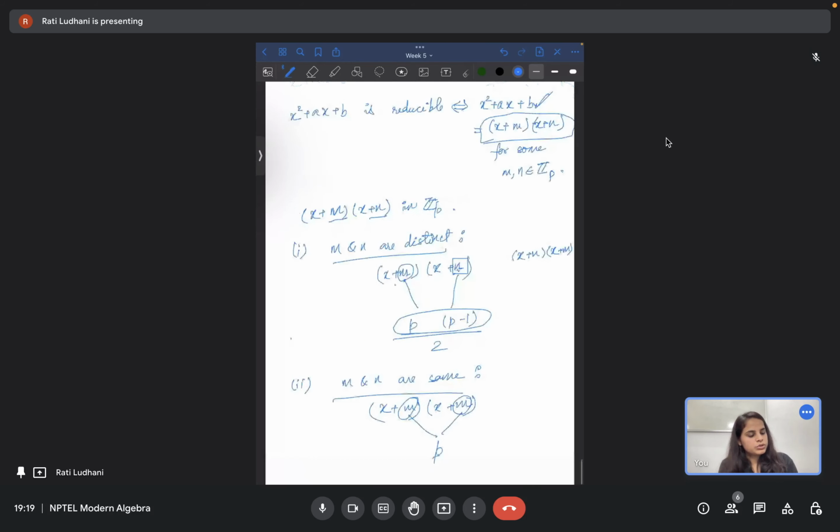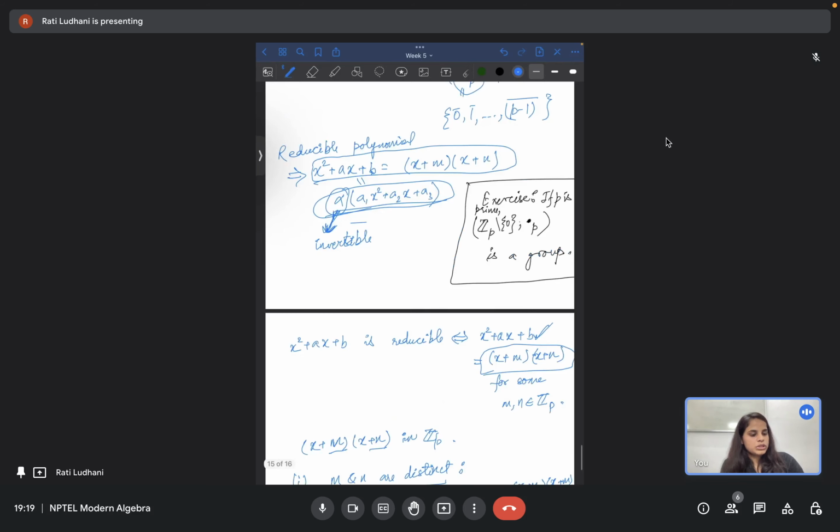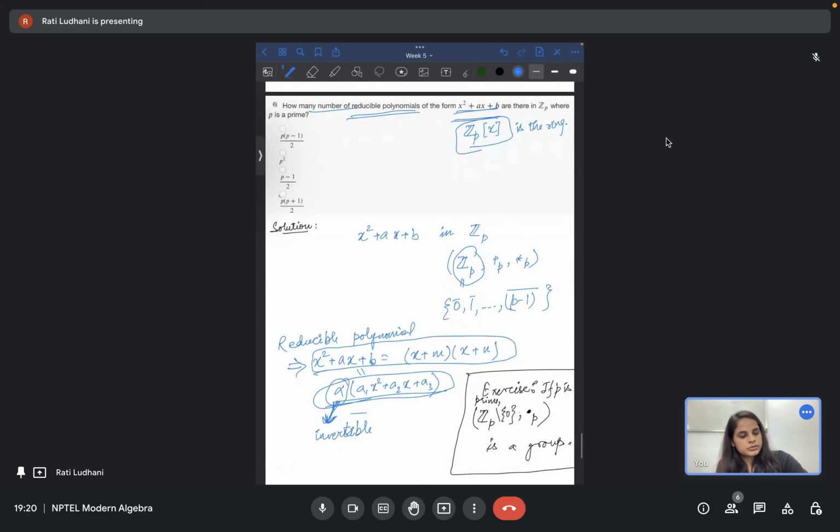So the total count of required reducible polynomials is p times p minus 1 by 2 plus p. If you calculate, this is exactly equal to p square plus p by 2, that is equal to p times p plus 1 by 2. So the answer is this, the fourth one.